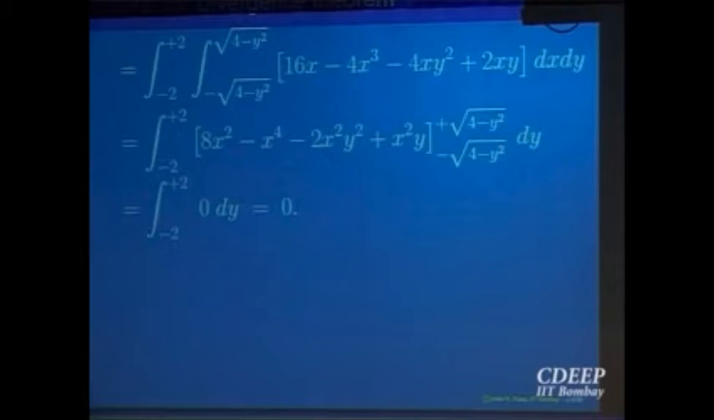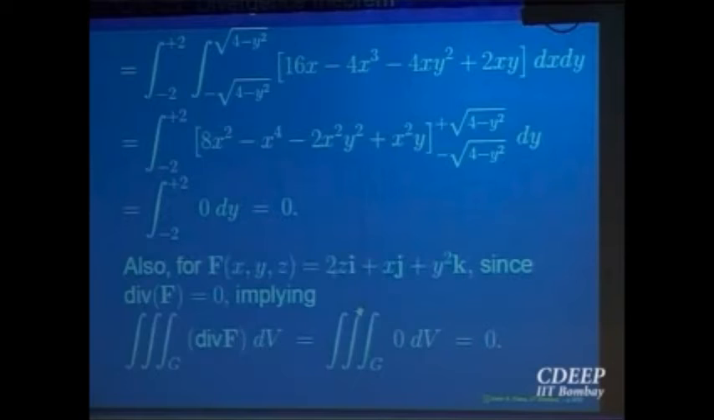Let us see from the divergence theorem, for the vector field that we have taken, what is the divergence of this? The partial derivative of F1 with respect to x is 0. The partial derivative of F2 with respect to y is 0. The partial derivative of F3 with respect to z is 0. So the integrand is 0, the divergence equals 0, so the integral is 0.